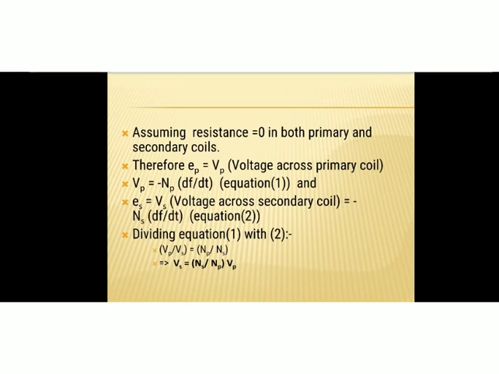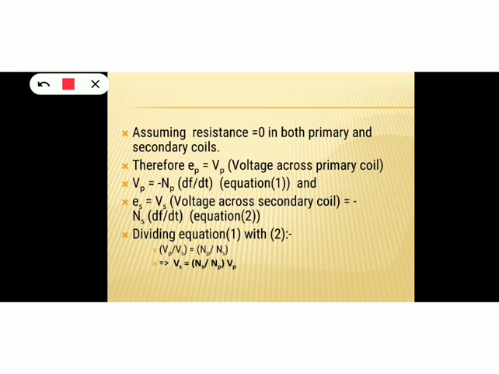Now, assuming resistance equal to 0 in both the primary and secondary coil. So, if resistance is 0, EMF will be equal to the terminal voltage itself.